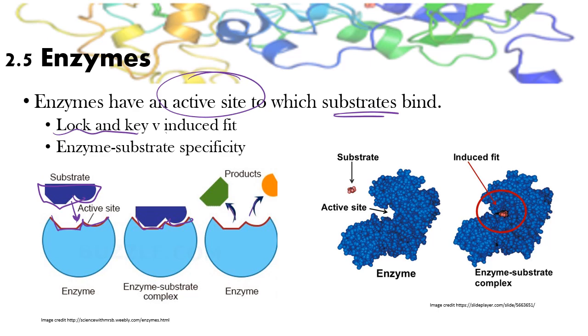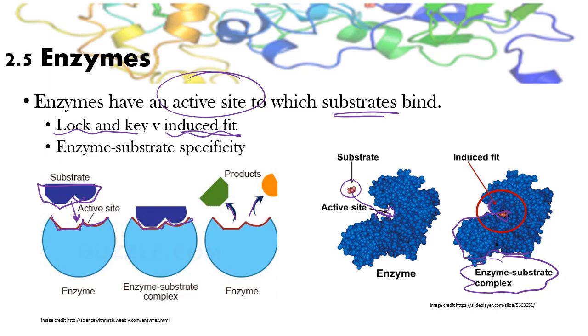A better model is this idea of induced fit, where we don't have a perfect shape fit for the substrate and the active site of the enzyme. Instead, when the substrate goes into the active site, it causes a shape change in the enzyme, and we end up with this enzyme-substrate complex. That shape change helps the enzyme have its action on the substrate.